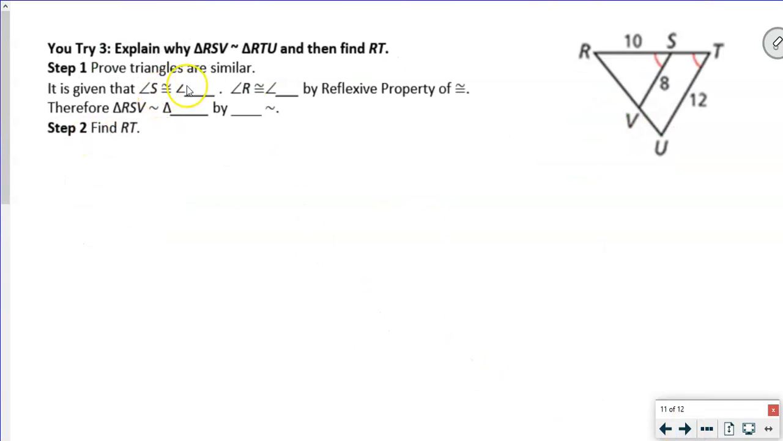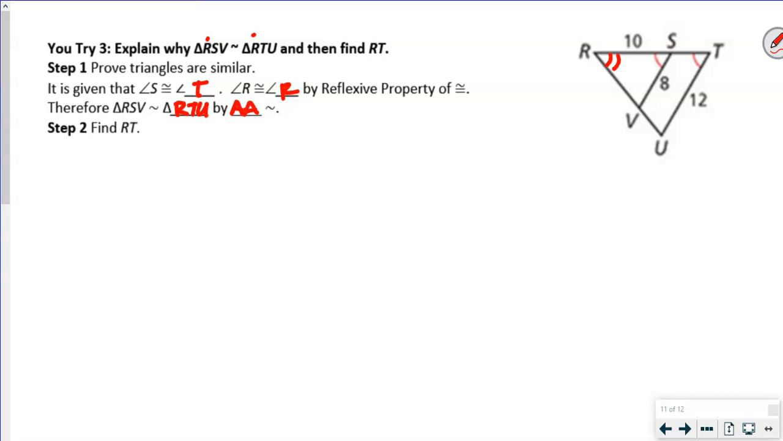All right, so then this one says explain why RSV and RTU are similar and then find the RT. So hopefully you can see why. Pause the video and go ahead and do this. So angle S is congruent with angle T. We can see that in the drawing, right? Notice again that we have this angle R that's in both triangles, right? See the R and the R? So R is congruent with R by the reflexive property of congruence. Therefore, RSV is similar to RTU by, again, angle, angle.